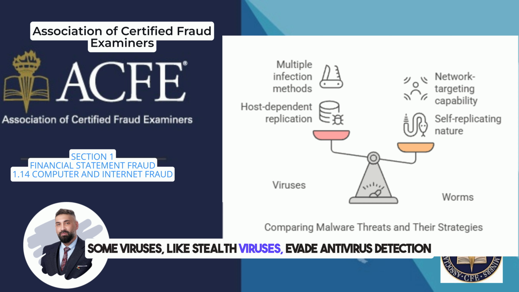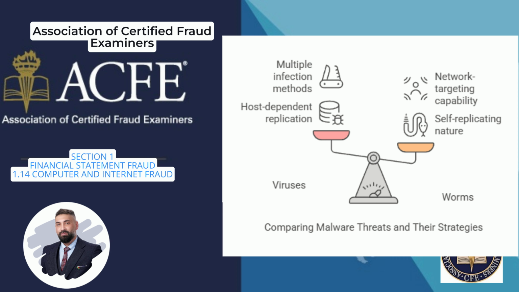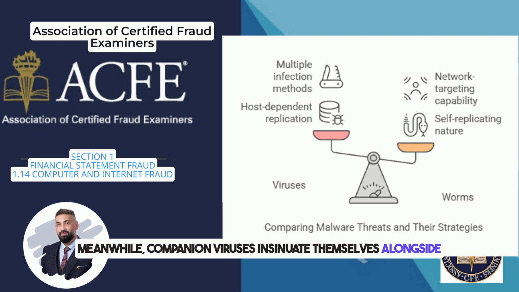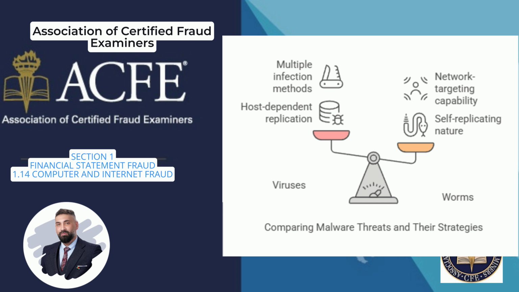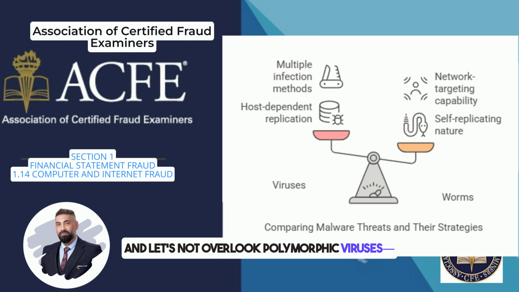Some viruses, like stealth viruses, evade antivirus detection by erasing traces of their code on infected files or encrypting their payload during execution. Meanwhile, companion viruses insinuate themselves alongside legitimate programs, tricking users into executing the malicious code instead. And let's not overlook polymorphic viruses. They evolve themselves like digital shapeshifters, continuously altering their structure to avoid recognition by antivirus software. Yet malware's story grows darker when we turn to worms, which, unlike viruses, self-replicate without the need for a host program.